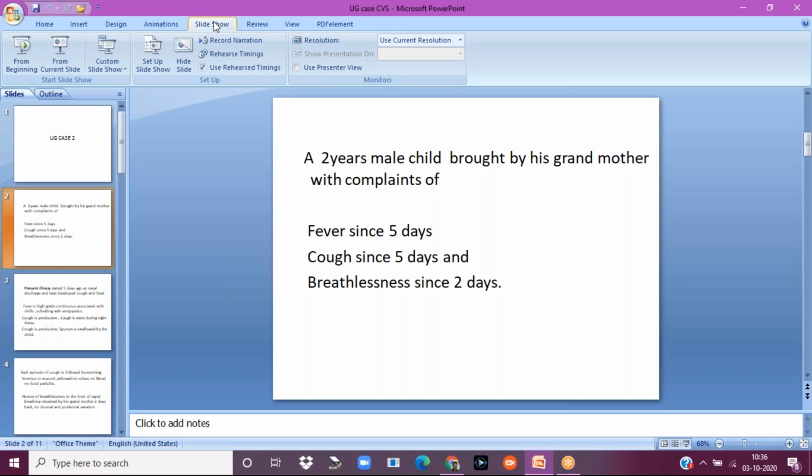Roll number 7. Ma'am, yes. So what are the other points to differentiate between upper respiratory tract and lower respiratory tract? Ma'am, breathlessness. Breathlessness. Okay, breathlessness is more favorable to lower respiratory, ma'am. Anything else?